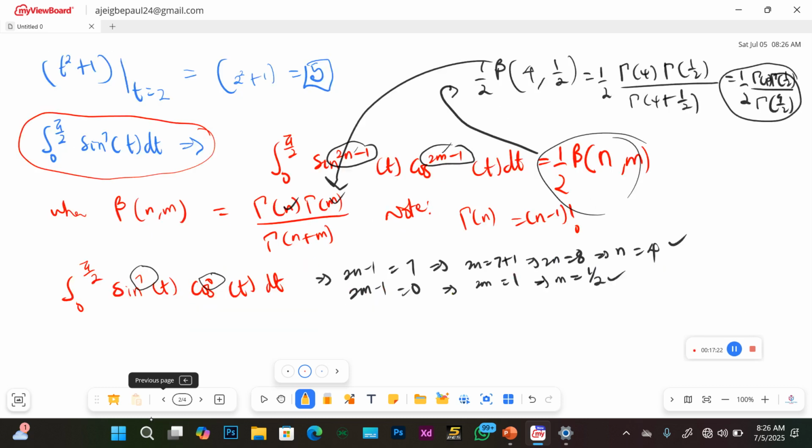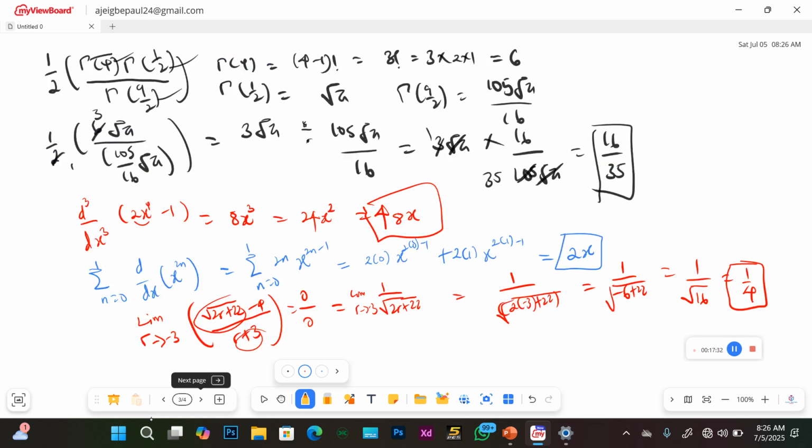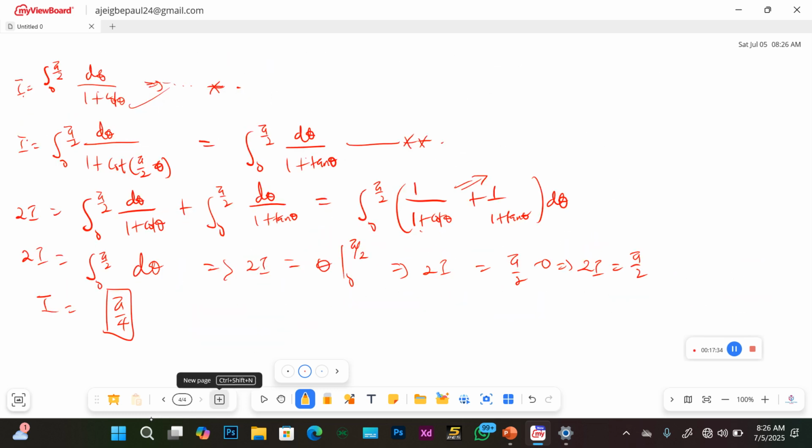Now let's check again. We've done this, we've done this, we've done this, we've done this, and we've done this. So now let's bring all those values together. All right, bringing all those values together, I'm going to have the integral. So the lower limit is 1, the upper limit is 5.